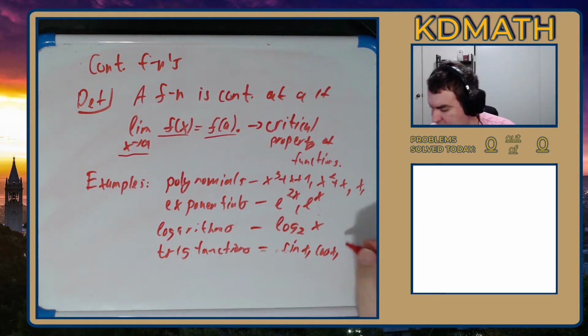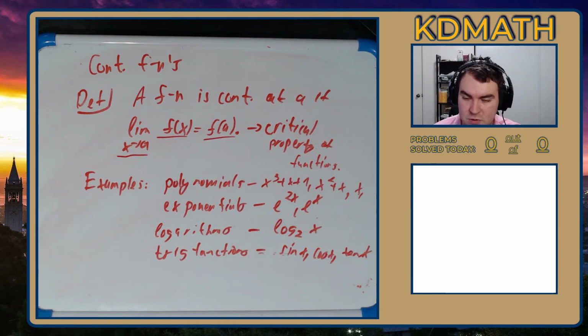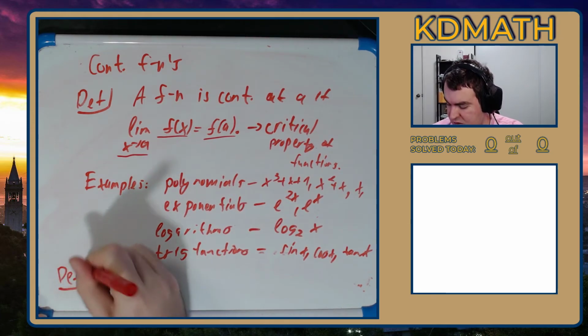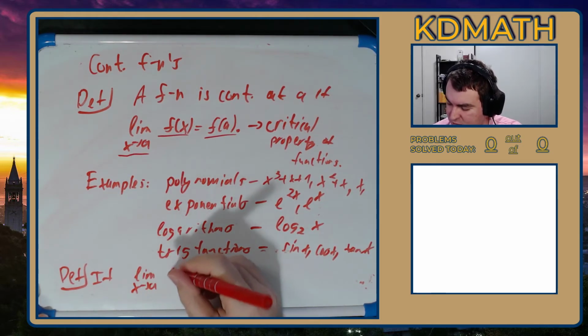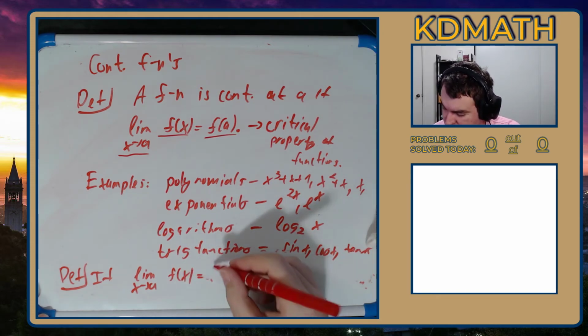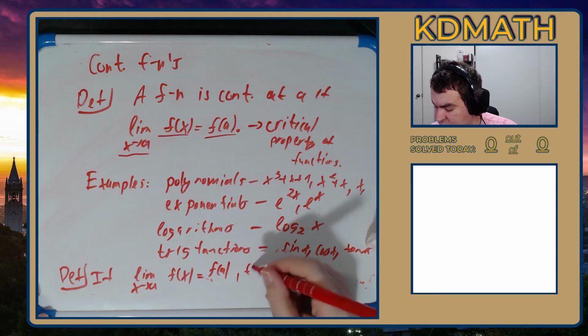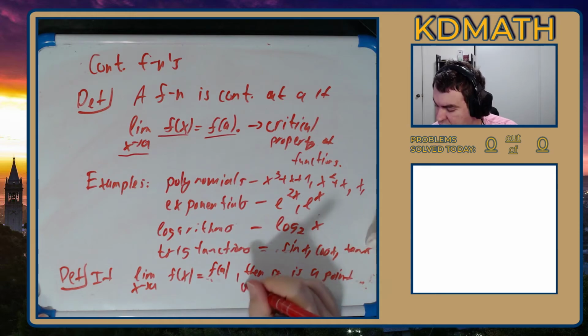It's worth noting that, say, the tangent has a discontinuity. It has quite a few discontinuities, but it has quite a few points that are not even in its domain. But every point that is in its domain is a point of continuity. So definition: if the limit as x goes to a of f of x equals f of a, then a is a point of continuity.